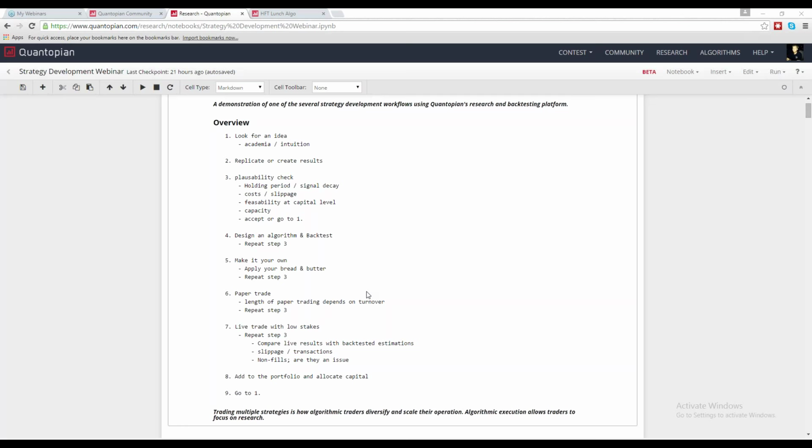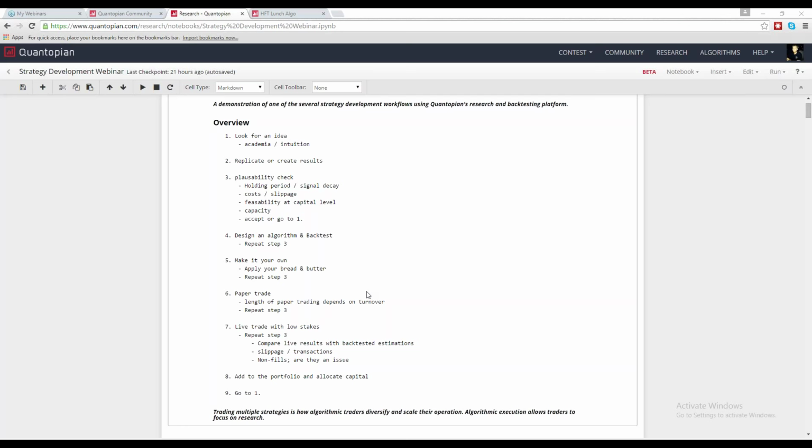Just because if I have one strategy and I have to implement it manually, I'm not able to continue to do research. But if I can automate that execution, I can go back to the drawing board while that is on autopilot, develop a whole new strategy, and then allocate more capital to that one and repeat. So that's a way to diversify as well.